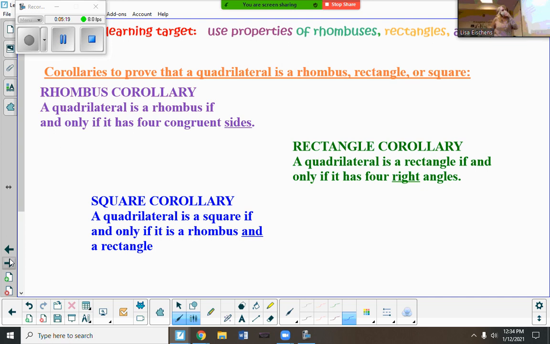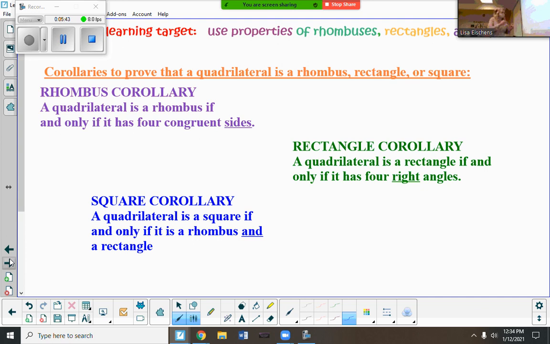Same thing with a rectangle. A quadrilateral is a rectangle if and only if it has four right angles. And the last one, we just talked about that. A quadrilateral is a square if and only if it is a rhombus and a rectangle. So if you have a quadrilateral that is both a rhombus and a rectangle, well then it's also a square.